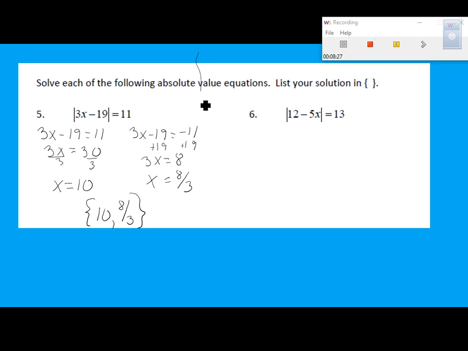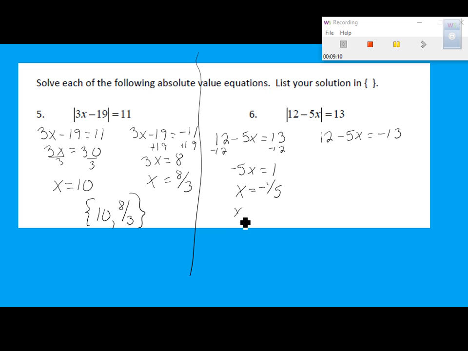Okay. Number 6 is going to be another easy one. The absolute value is already all by itself. So I'm going to go 12 minus 5x is 13. And I'm going to go 12 minus 5x is negative 13. Now, be careful here. Notice that the variable is second instead of first. So go grab your 12 and let's subtract 12 from both sides. So I've got negative 5x equal 13 minus 12 is 1. Divide both sides by negative 5, and I'm going to get x to be negative 1/5. I would also take negative 0.2 because it's a decimal that stops. I would rather have the negative 1/5.